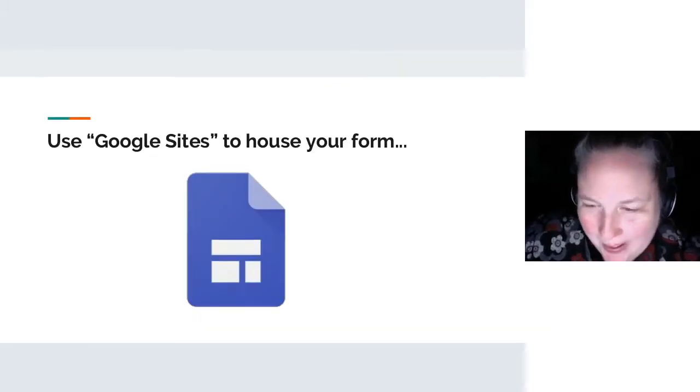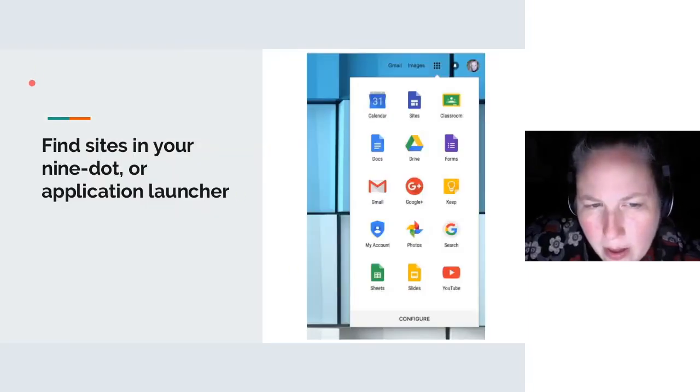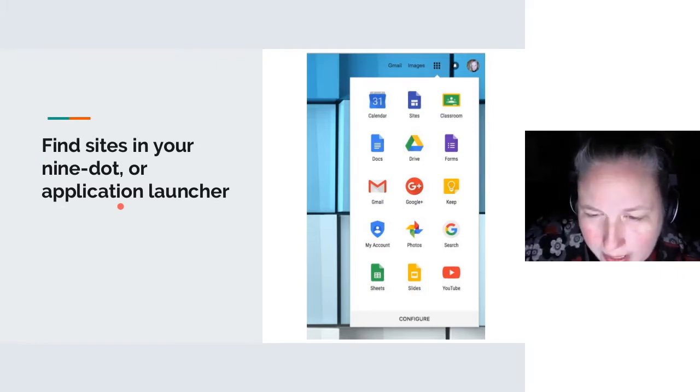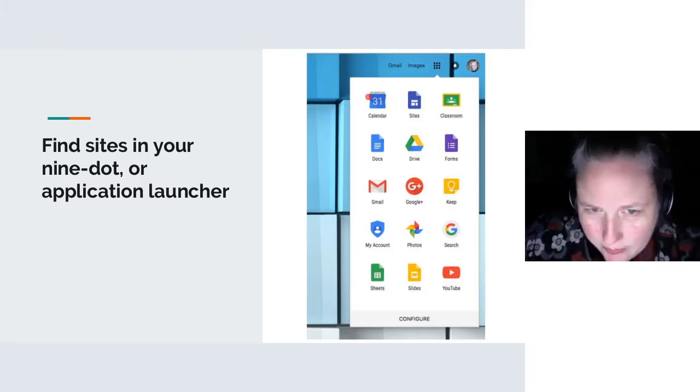Okay. So you'll notice that I use both Google Forms and Google Sites together, just because I think it makes it a little bit cleaner to have everything in one spot, right? To use Google Sites, it is very straightforward. It's not that complicated today to make your own Google site, and you can find it in your apps launcher, the 9-dot, and it's usually right at the top.